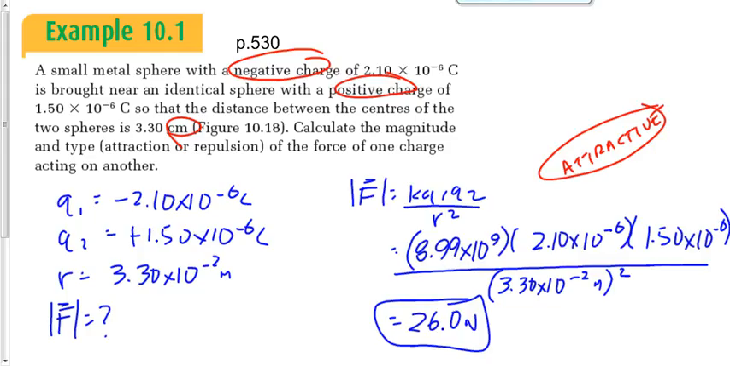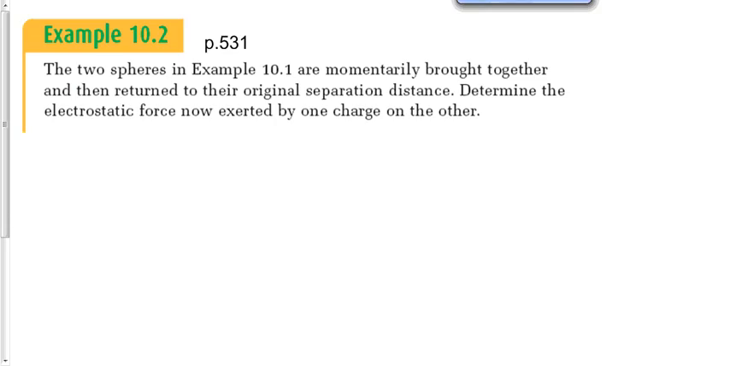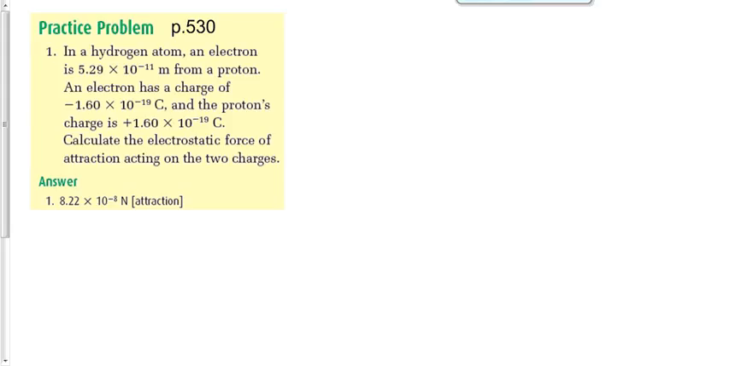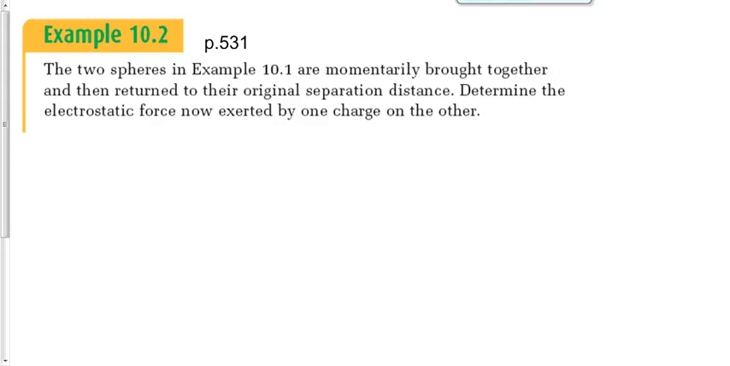All right. Have a look at this question, please, on page 530. Let's take a look at one more here. Since the two spheres in example 10.1, the last one, are momentarily brought into contact, then return to their original separation distance. So these guys in this example are touched and then brought back to the original separation distance. We want to find the force. How is this question any different than the last example we did?